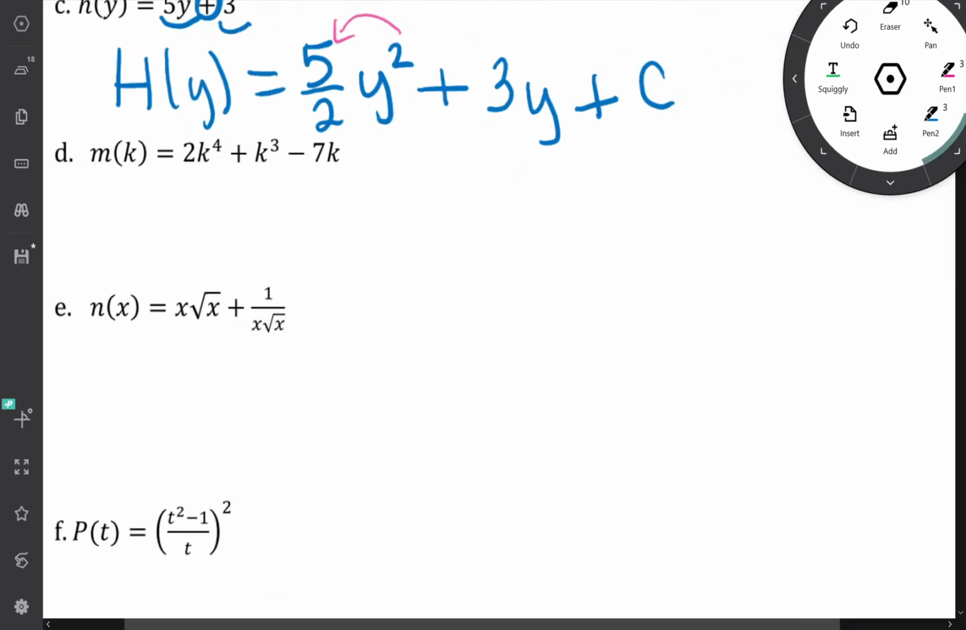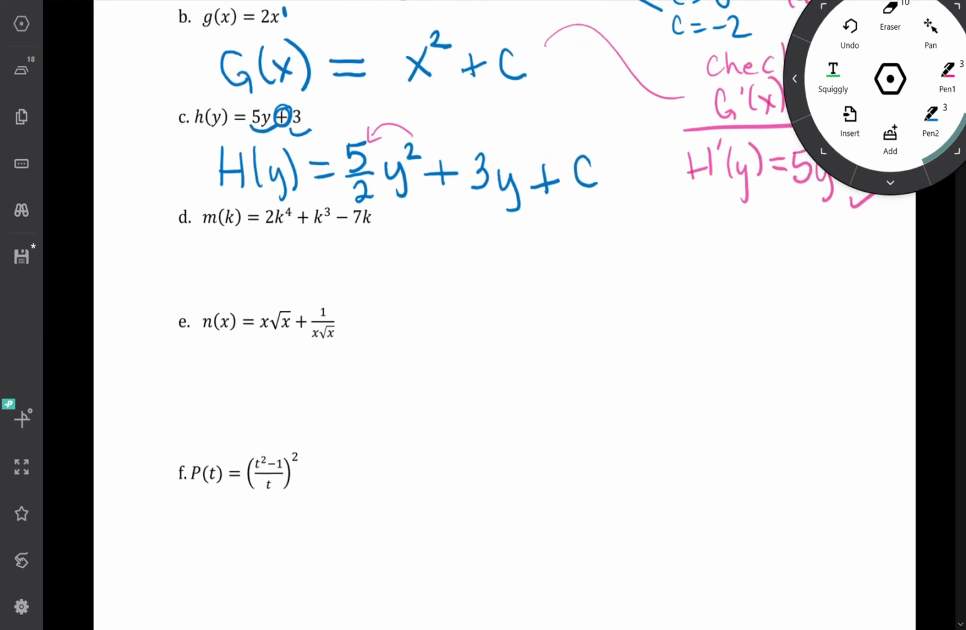Okay. M of k is equal to 2k to the 4th plus k cubed minus 7k. So stepping it up a little, but we're still doing power rules. All of these so far have been power rules. Generally, people are good at reversing the power rule.